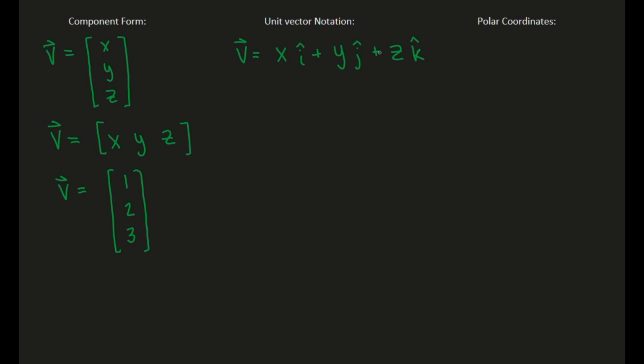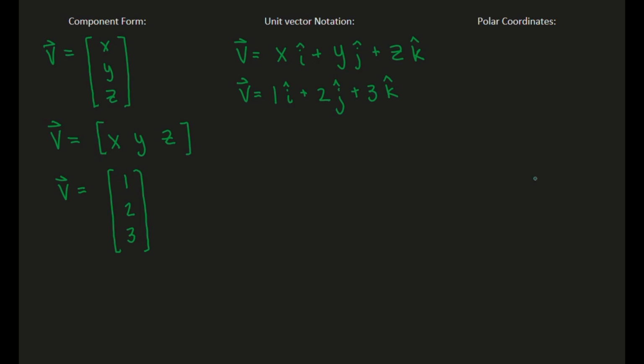I can use those same numbers. So let's say I still have that same vector where I have 1 in the x direction, 2 in the y direction, and 3 in the z direction. I would write that, and it would just look like this: 1 i hat plus 2 j hat plus 3 k hat. And these are the same vector, just a different way to write it.